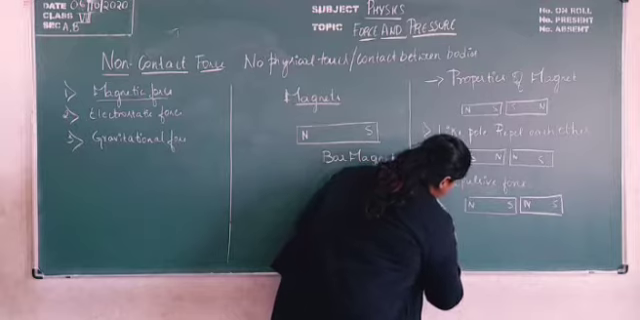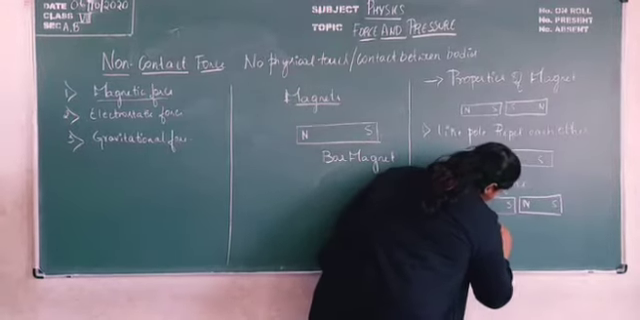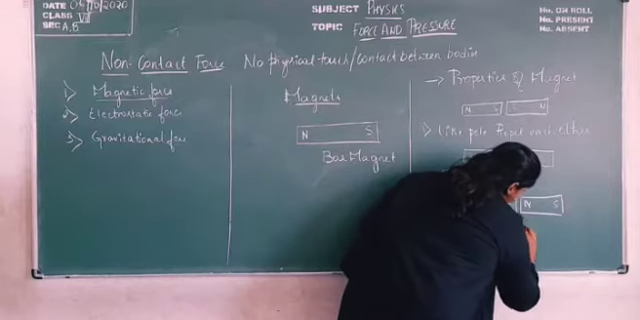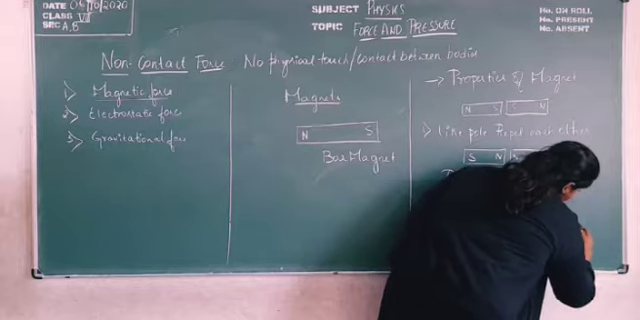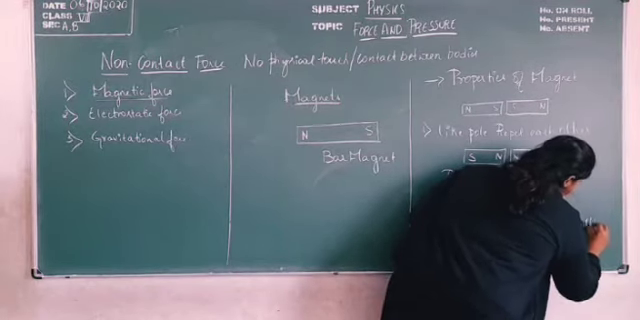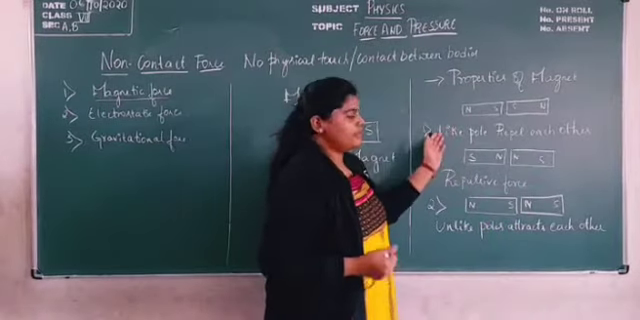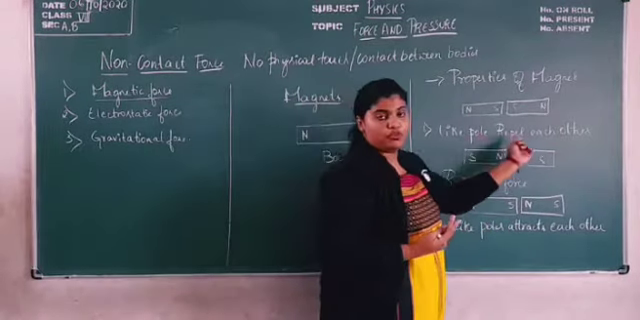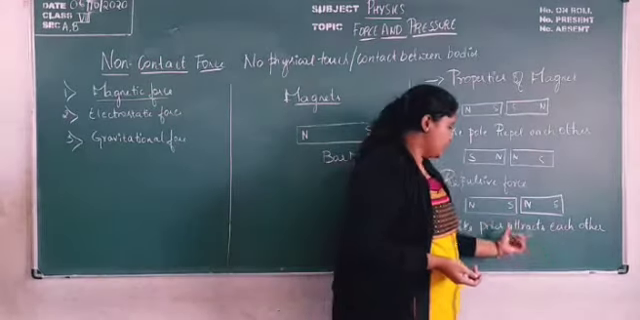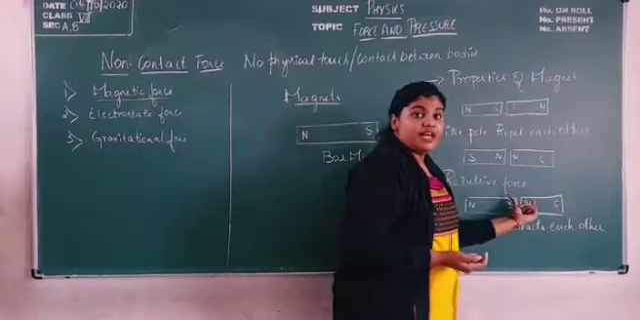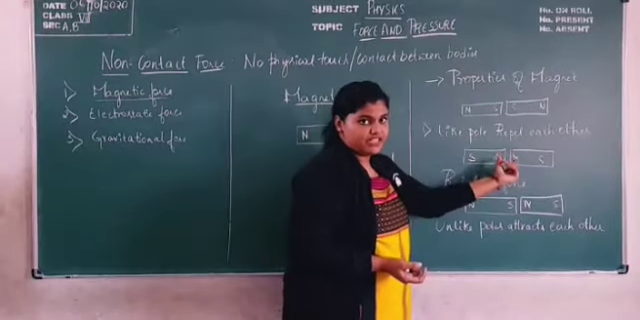So the next property is that unlike poles attract each other. So it is a non-contact force. So it has two properties. One is that like poles repel each other. The other property was that unlike poles attract each other. So in this case you can see an attractive force, whereas in this case you will see a repulsive force.